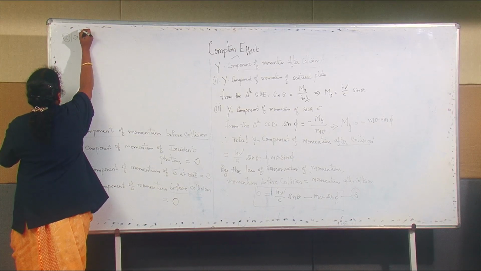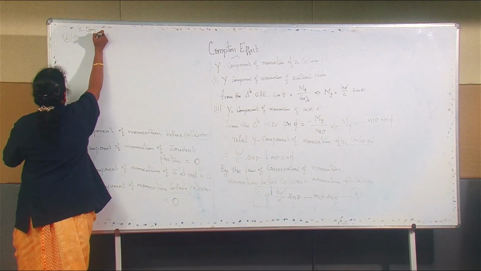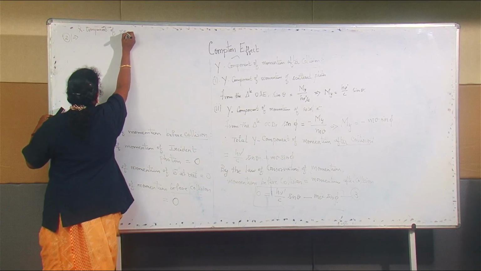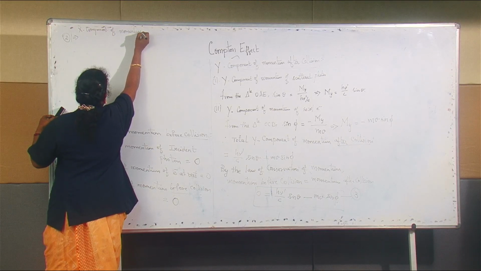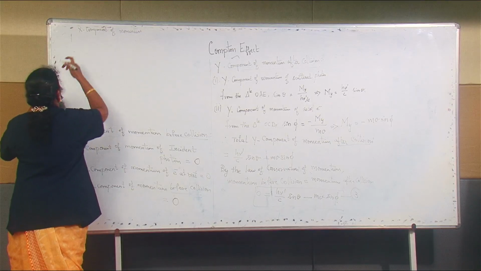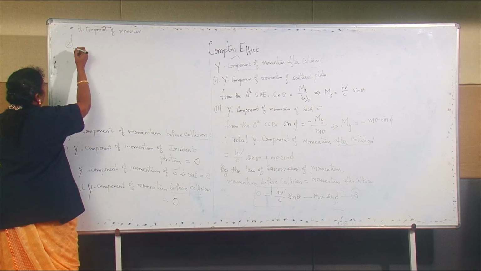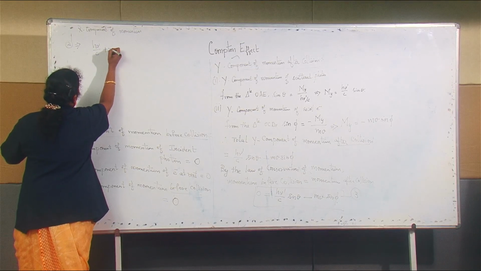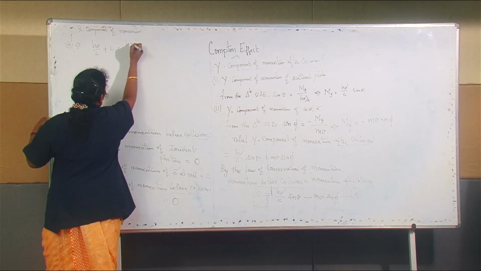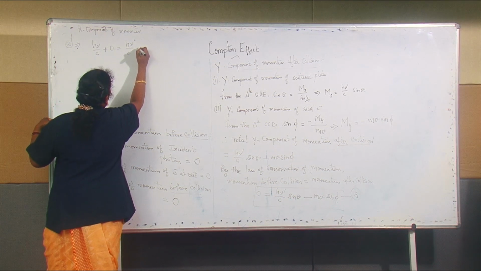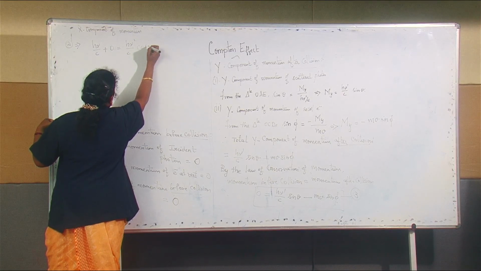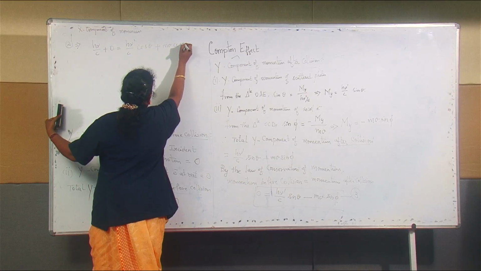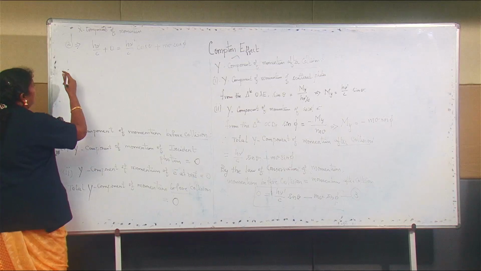The second equation is the x component of momentum. So, what the second equation is: h nu by c plus 0 is equal to h nu dash by c cos theta plus mv cos phi, and this is the second equation. This is for the x component.